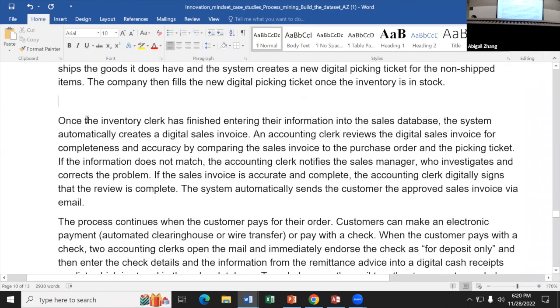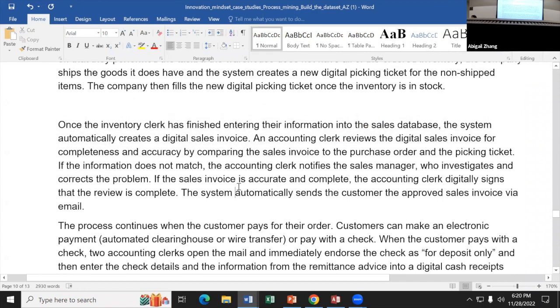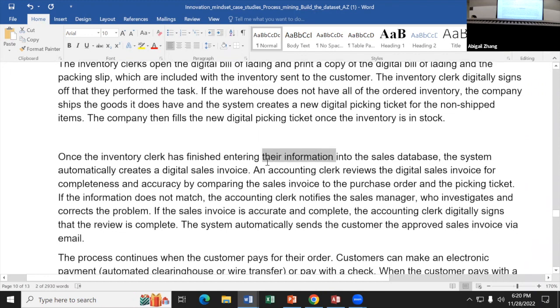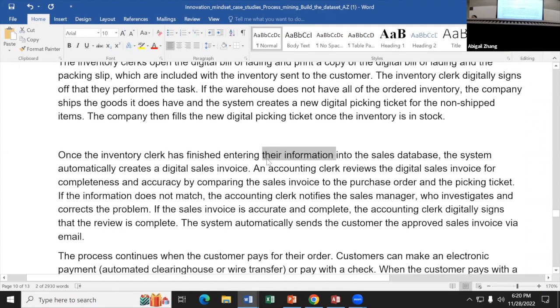Now next, once the inventory clerk has finished entering the information into the database, for example, that they packed up the inventory and they shipped it, right? Once you ship the product, that's the time for revenue recognition, right? That's what we discussed all the time in this class. So with the shipping information, the system will then automatically generate the digital sales invoice, right? This is an invoice that you send to the customer to bill them.